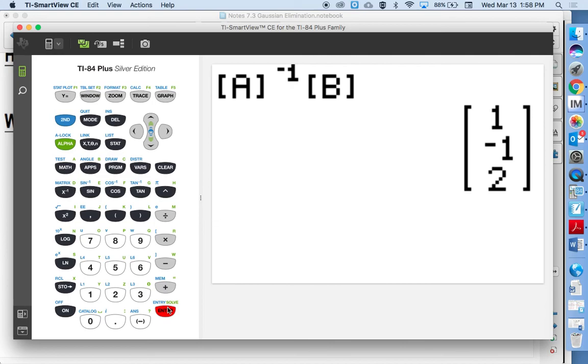Now we did it 3 times. So we did it the first time with knowing what z was, the second time using Gaussian elimination, and the third time now with the calculator.